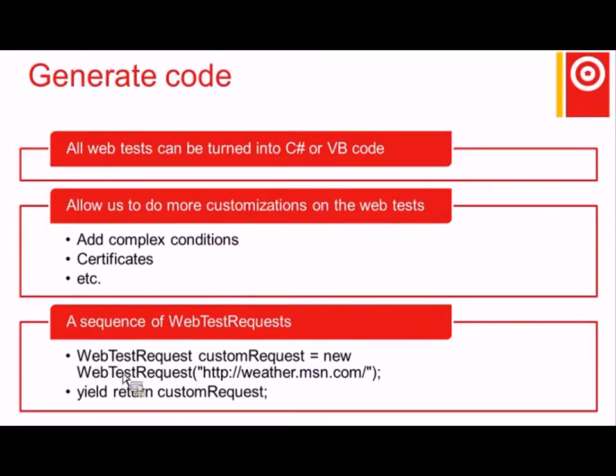Essentially, the format is it will create a new custom request for the URL. It will then add in additional items such as query strings, form post parameters, extraction and validation rules if it needs them, and then it will run the actual request, which it does with this command, yield return and the custom request.